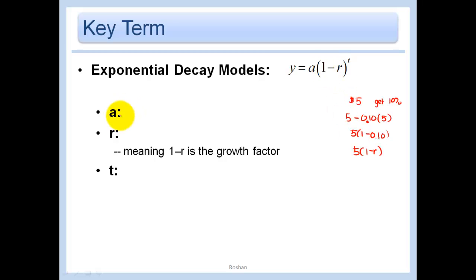And that's why you do the original amount times 1 minus r, because you need to have the original amount. Just like last time, A represents the initial amount. R is just the percent decrease. Of course, express that as a decimal. So 1 minus r is the decay factor. And t is just the time in years.